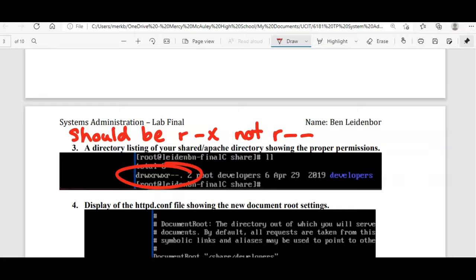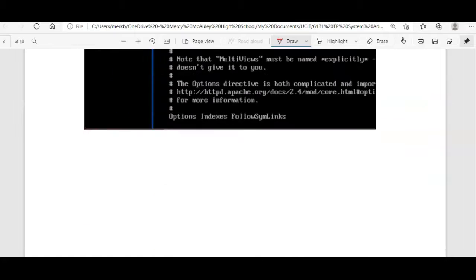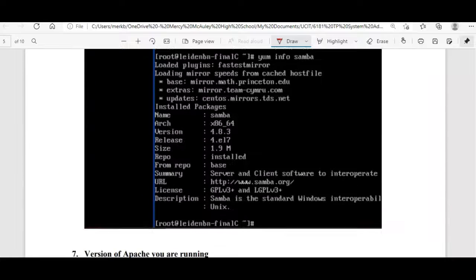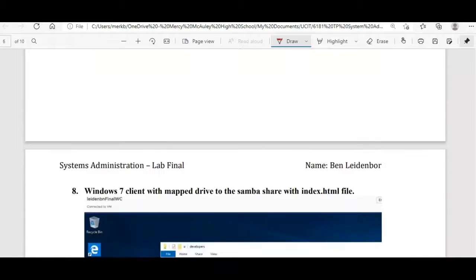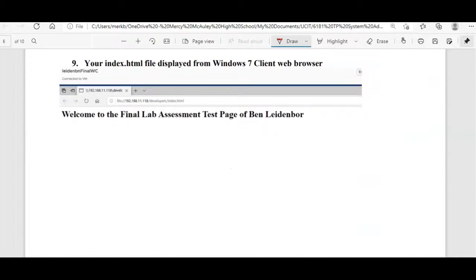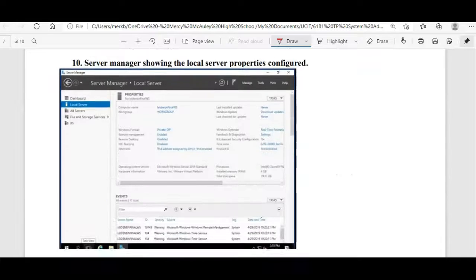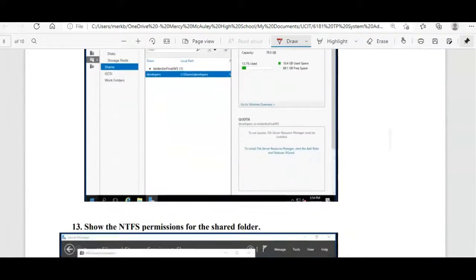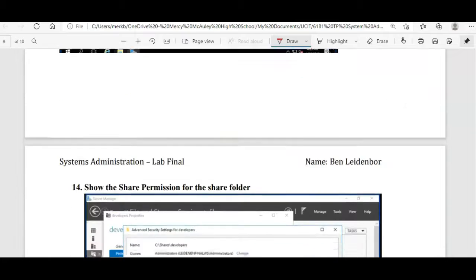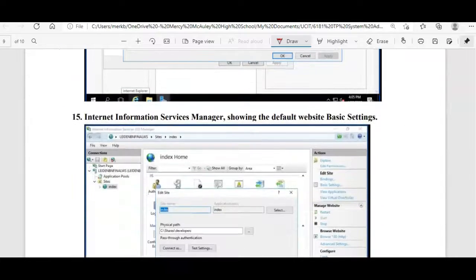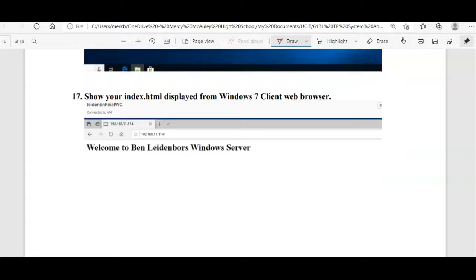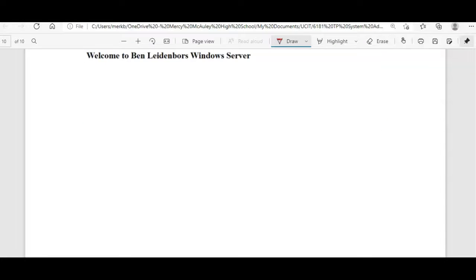So I took a point off there, but the rest of his assignment, in my opinion, seemed very complete and accurate. So I didn't deduct any other further points from Ben. His was pretty straightforward. I thought he did a nice job. He followed the directions well, and it was able to function in the end by presenting that final picture, welcome to Ben Liedenbor's Windows Server. So great job to Ben.